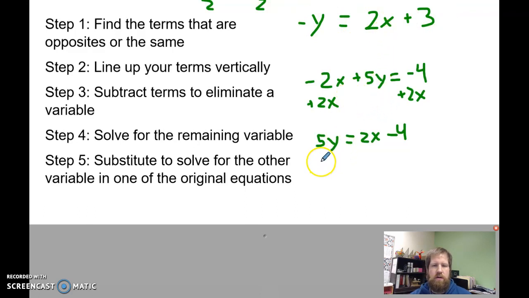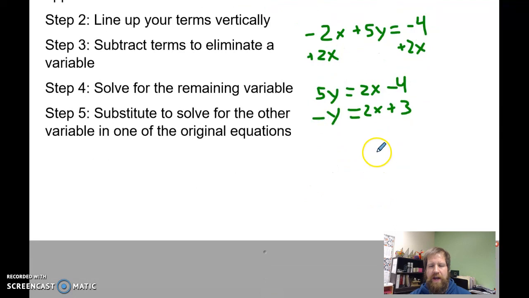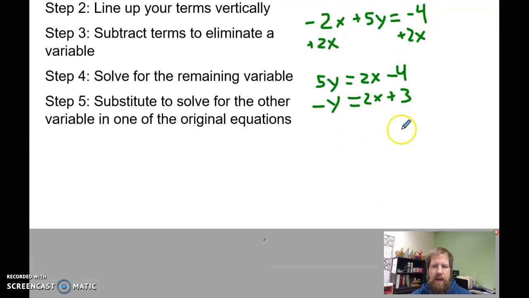Generally, I like to keep my variables positive, so that's what I'll probably do. I'll take my negative y here equals 2x plus 3, and that way when I subtract this equation from this one, this variable will end up being positive. You don't have to do it this way, and in this case I am going to end up with negative constants. I just like to keep my variables positive.